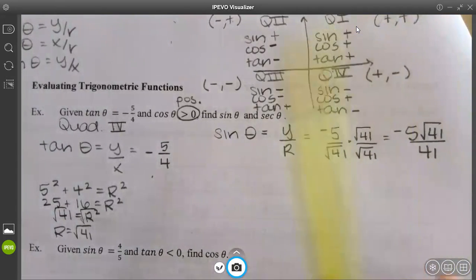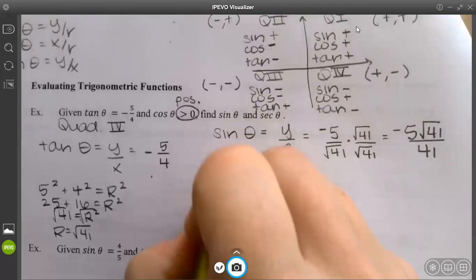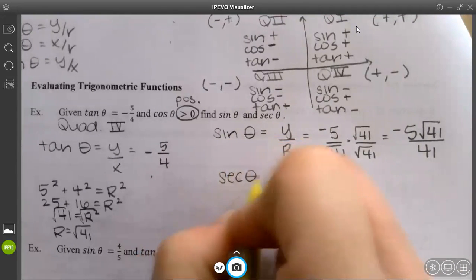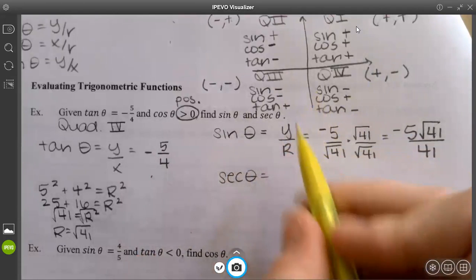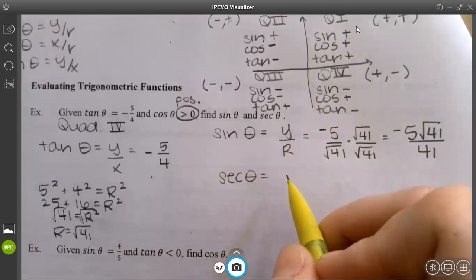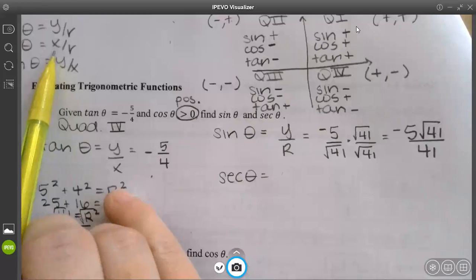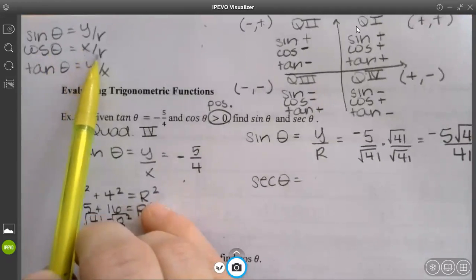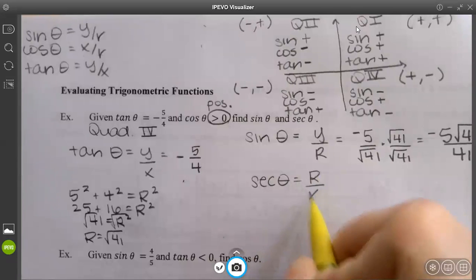So again, all this tells you is that sine has to be negative. So we're looking at quadrant 4. What about secant? Secant is the opposite of what? I thought you said it. Cosine, which is? Cosine is supposed to be x over r. So what is secant? R over x. R over x.